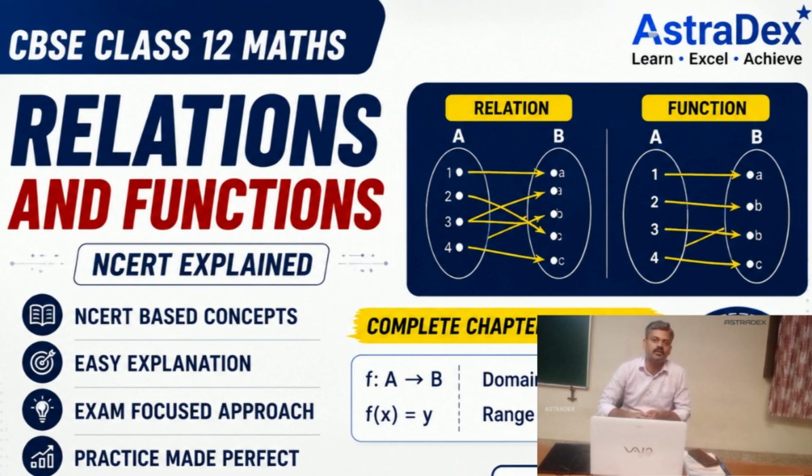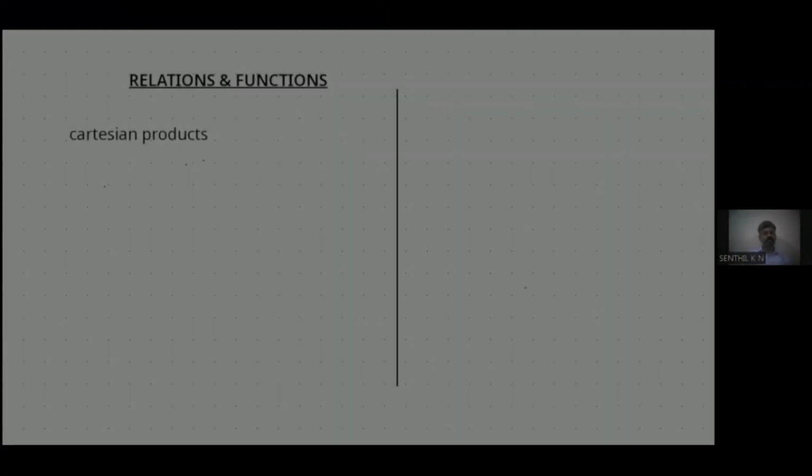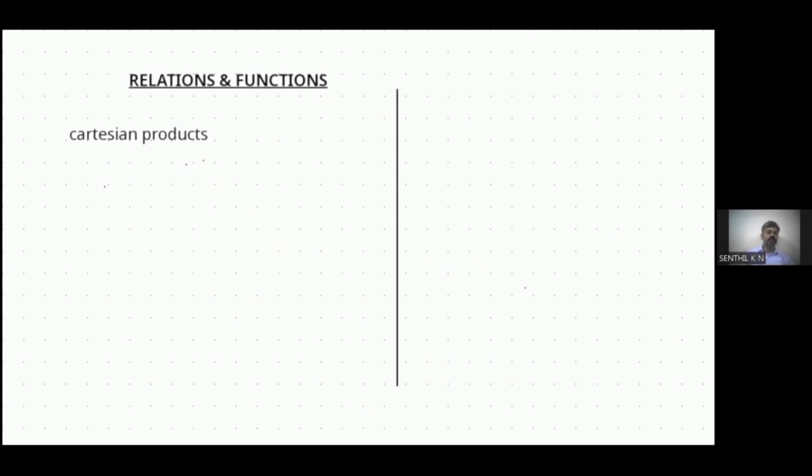First of all, we have to know about the Cartesian product. Generally, Cartesian product is defined from sets. Suppose we are considering sets A and B, it is denoted by A cross B. What about the elements of A cross B? They should be in the form of (a, b), where small a belongs to capital A and small b belongs to capital B.